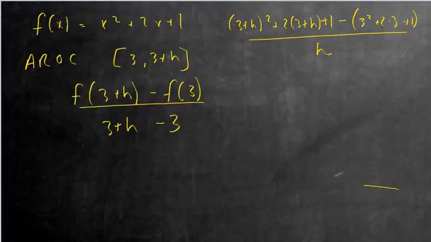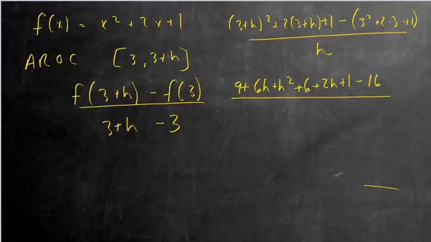I'm going to expand this. I could use my box. 9 plus 6h plus h squared plus 6, 2 times 3, plus 2h plus 1 minus, and this is going to end up being 9 plus 6 plus 1, which should be 16, all over h. Let's start looking for some like terms. 9 plus 6 plus 1 minus 16 is all going to go to 0.